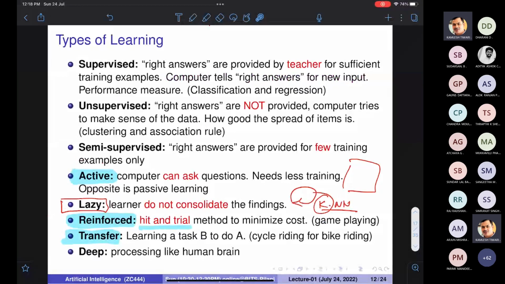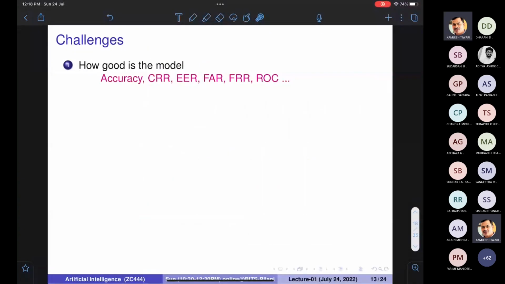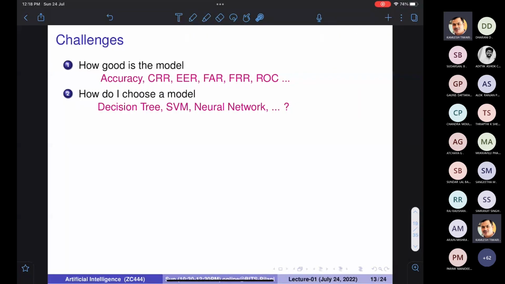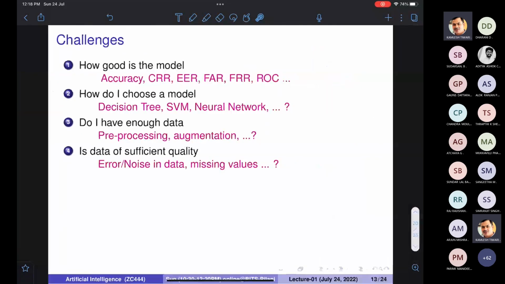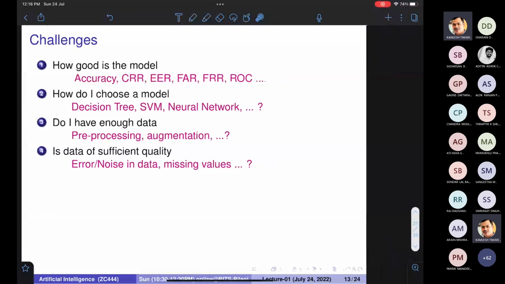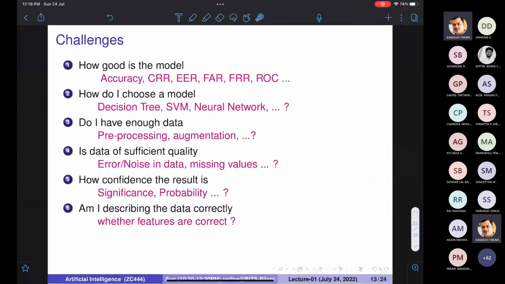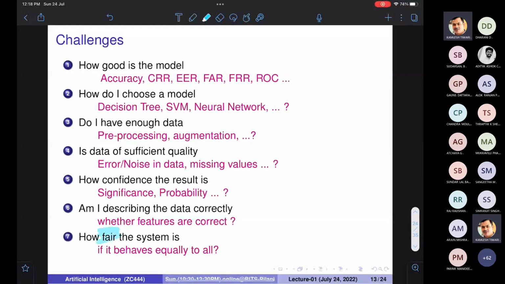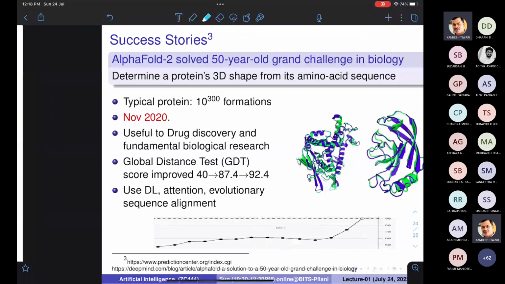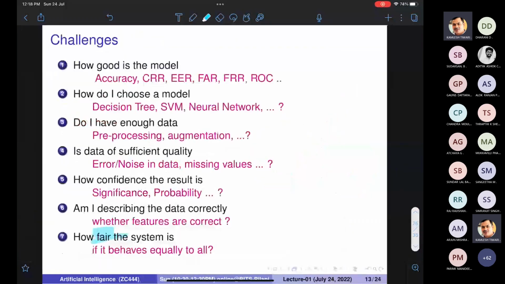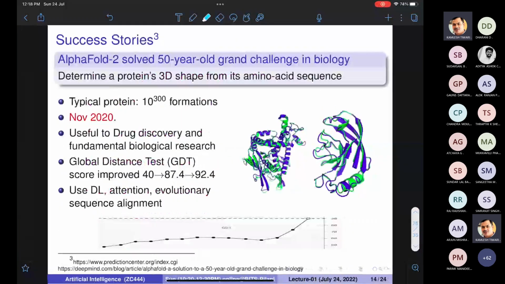Any questions if you have? In all the cases, you have to challenge yourself: how good is my model, how to choose a good model, do I have enough data, is the data of sufficient quality, how confident am I with the result, am I describing the data correctly. It means multiple things. How fair is the system? The system should be fair to everybody. So these are very important questions. And after these questions, people have tried to develop good systems.